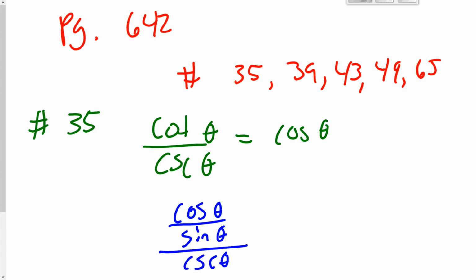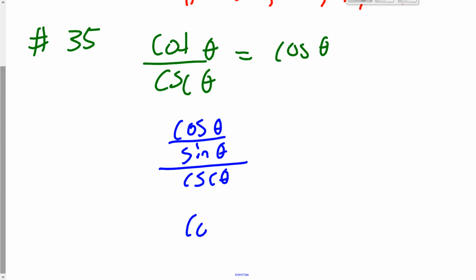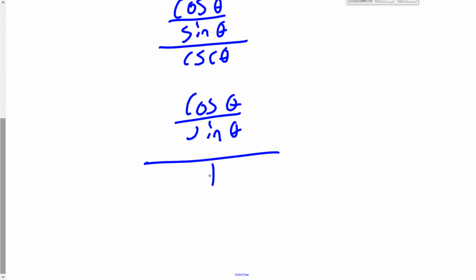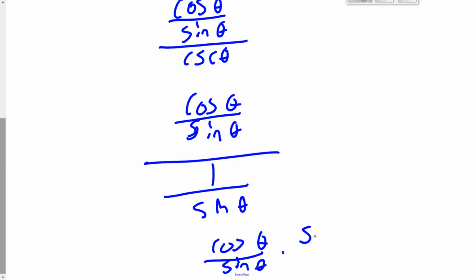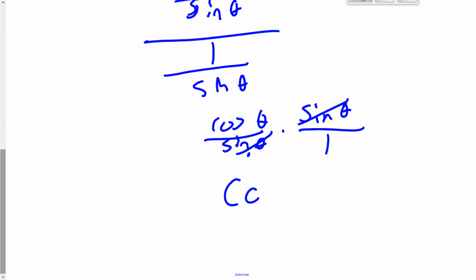which is multiplying by the reciprocal. So if I multiply by the reciprocal there, the reciprocal of cosecant is, well, let's just flip cosecant, which is 1 over sine of theta. So now I can go ahead and multiply by the reciprocal, which is sine over 1. So then my sines will cancel out, and I get cosine of theta. So left-hand side does equal right-hand side.